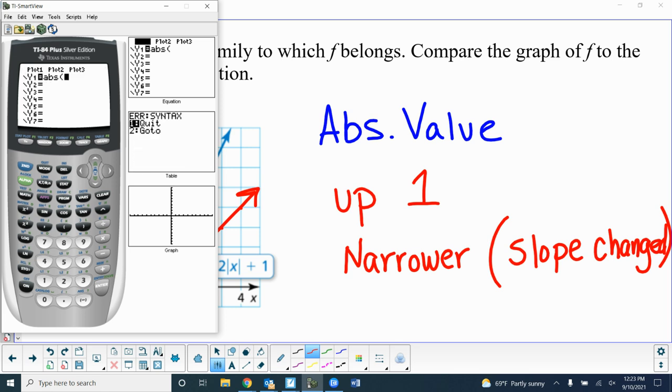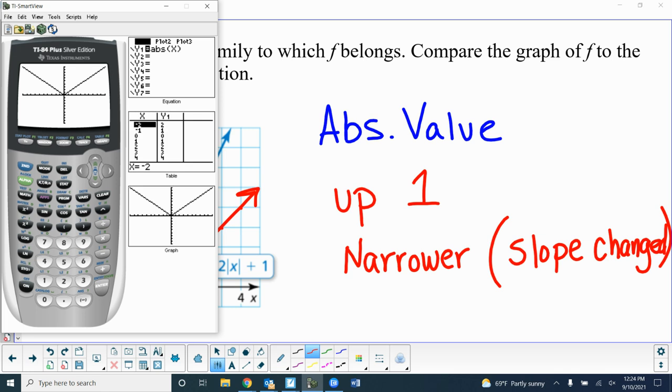And then the X is right next to alpha, between the stat button and the alpha button. Okay? And then close it up. I have to use parentheses. Some of you have a newer version, it'll actually have the straight lines for you, okay? So if I hit graph, there's my V, my parent function.